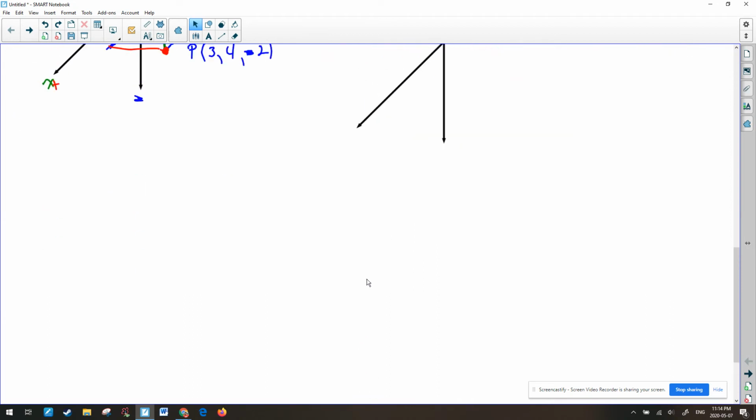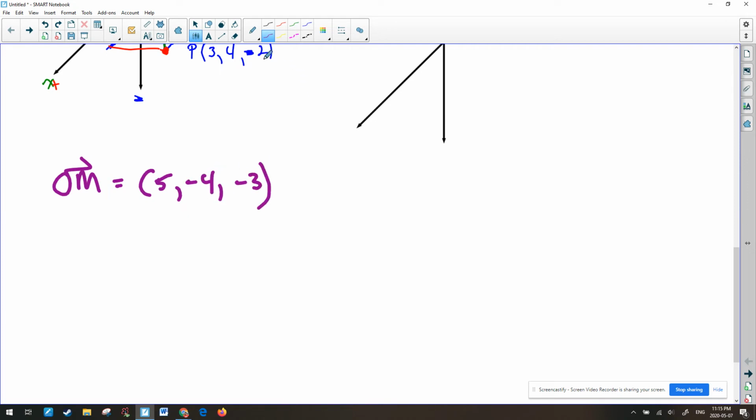And I'll try to distract you less and actually just do it. So what I would like to do is let us graph the vector. How about the vector OM? And the vector OM is going to be 5, -4, -3. Okay, so go to it, graph that, and I'm going to do the same thing.